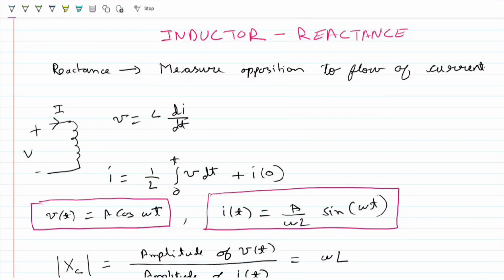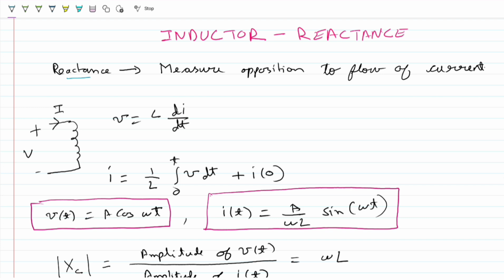In this video, we'll study reactance with respect to an inductor. Reactance, in simple words, means a measure of opposition to the flow of current. If the reactance is large, it's more difficult for current to flow. If the reactance is small, it's easier for current to flow through the element.